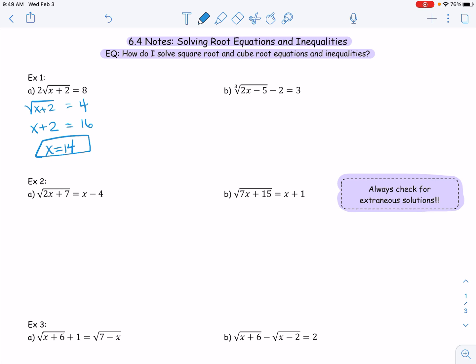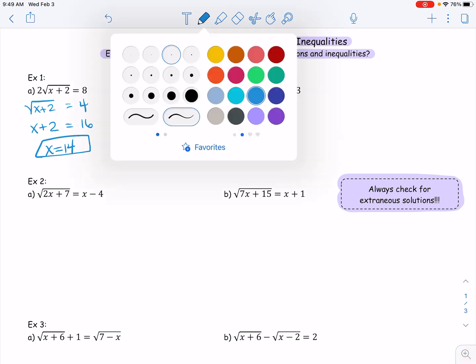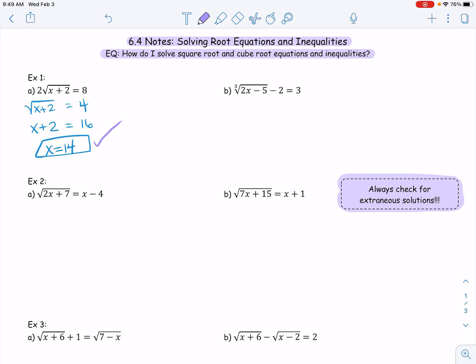So I'm going to plug 14 back in. 14 plus 2 is 16. The square root of 16 is 4. 4 times 2 is 8. So that means it is correct. All right. Let's try it again with b.